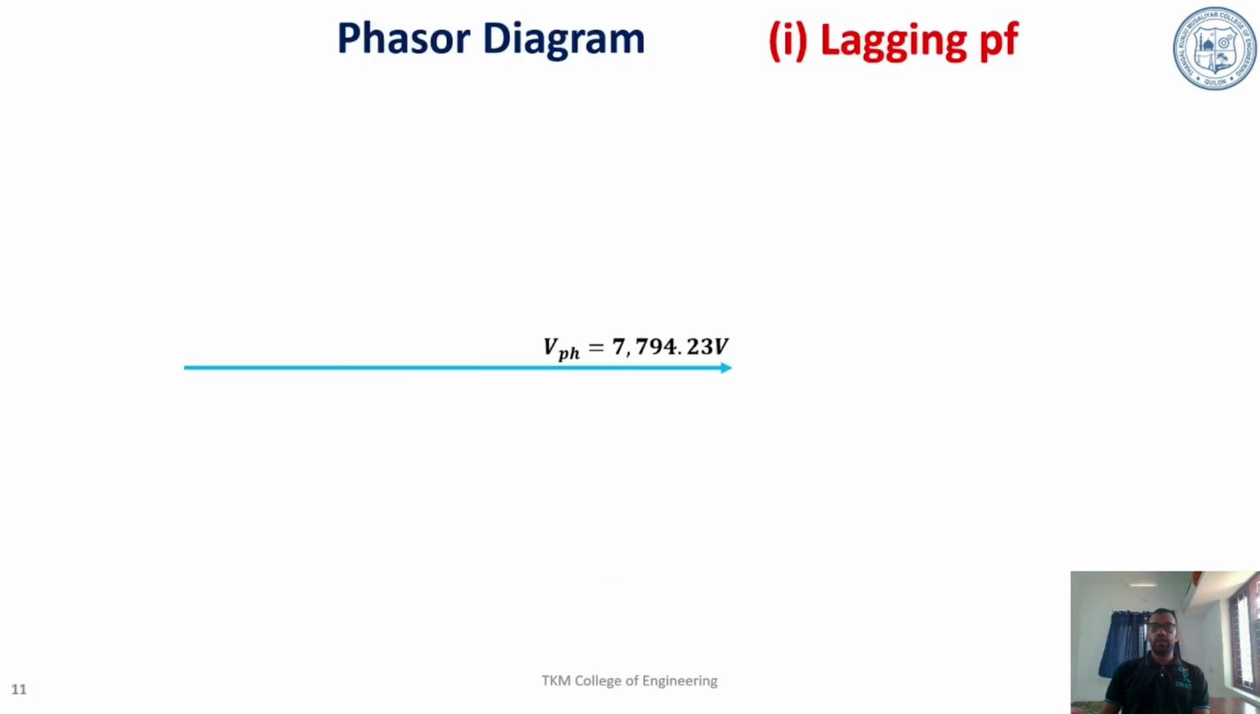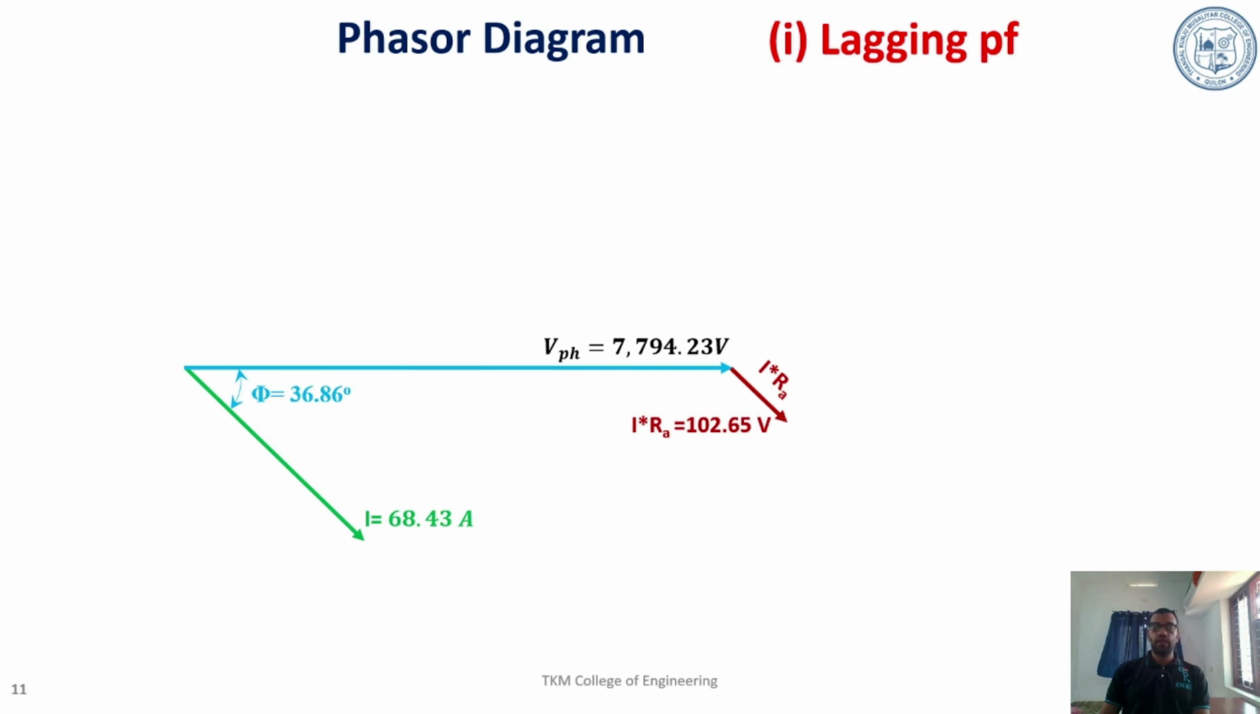Now let's draw the phasor diagram corresponding to 0.8 power factor lagging. Phase voltage is taken as reference. Armature current, that is 68.43 ampere, is lagging the voltage by a power factor angle of 36.86 degree. In order to obtain E0, we need to add different drops with V phase. The first drop is the I into Ra drop, which is in phase with the armature current I. So from the tip of V phase, we draw the I into Ra phasor, parallel to I. That value is coming around 102.65 volt.